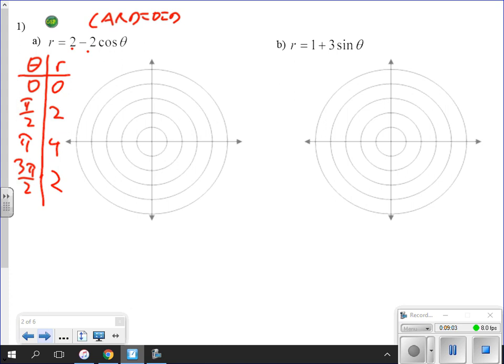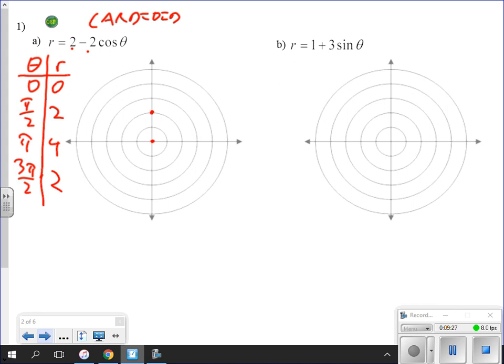And I plot these points according to, remember, their polar coordinates. Find the angle, do it. So the point 0, 0 is still the point 0, 0. The origin is the origin is the origin. And then I have the point pi over 2, 2. Remember, pi over 2 is straight up. So I go to here.